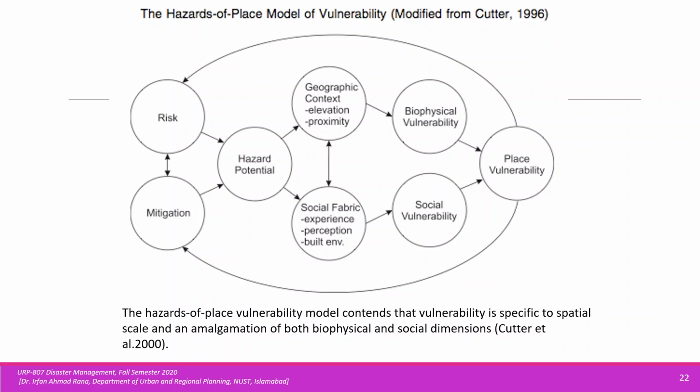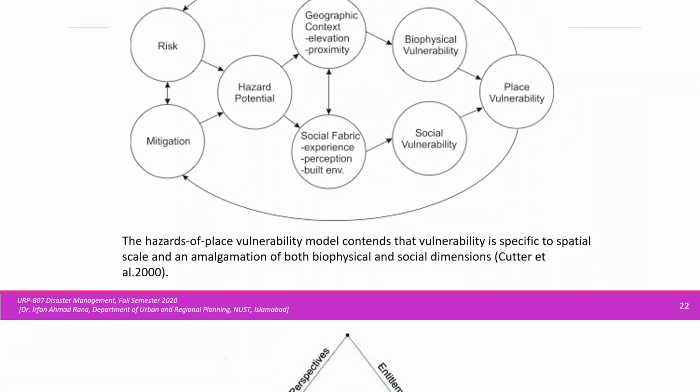predominantly because of the biophysical characteristics of an area, which by biophysical vulnerability I mean geographical elevation, proximity, some kind of hazardous environment, depending on the geographical and climatic conditions. And then there is social vulnerability, in which different social conditions appear in an area, which result in social vulnerability, and overall will result in your place vulnerability.